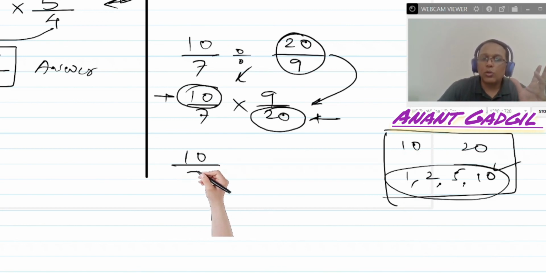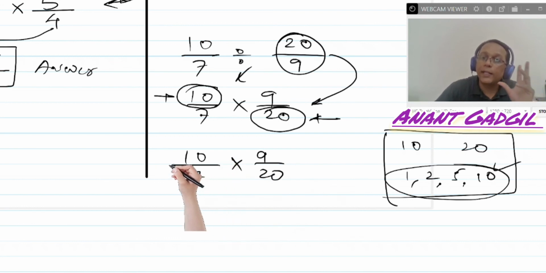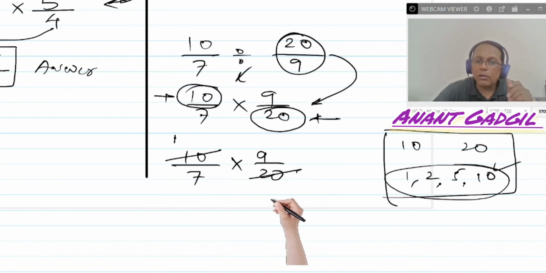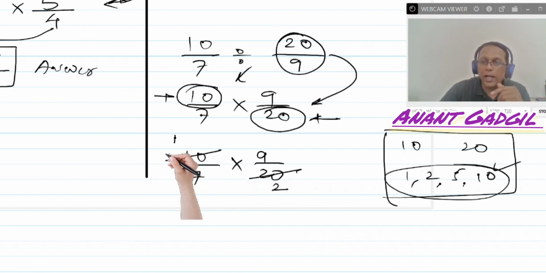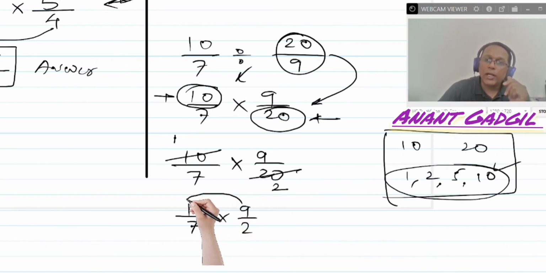So now I am going to divide both of them by 10. When I divide 10 by 10, I will get the answer 1, right? 10 ones are 10. When I divide 20 by 10, I will get the answer 2. So I am cutting 10 and 20 and writing the answers 1 and 2. So the first fraction becomes 1 by 7, the second becomes 9 by 2. Now we can multiply the numerators. 9 times 1 is 9, and 7 times 2 will be 14. So this is our final answer, students.